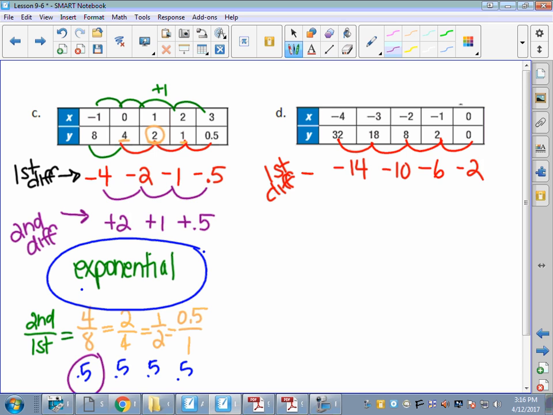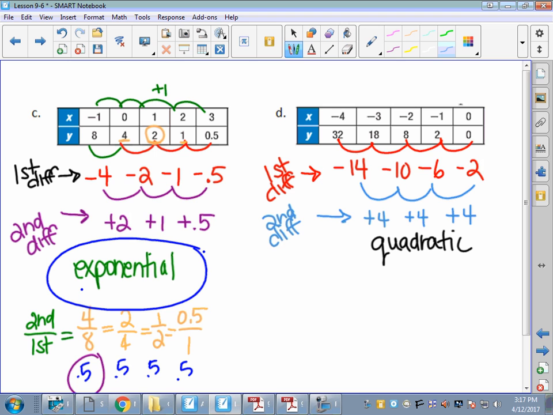How do I get from negative 14 to negative 10? That's adding 4, right? How do I get from negative 10 to negative 6? How do I get from negative 6 to negative 2? There's the second time that I did my differences or my subtractions. Since those guys are all congruent or all equal, what kind of equation is this? Quadratic. So there we have it. That's what we're going to look for.